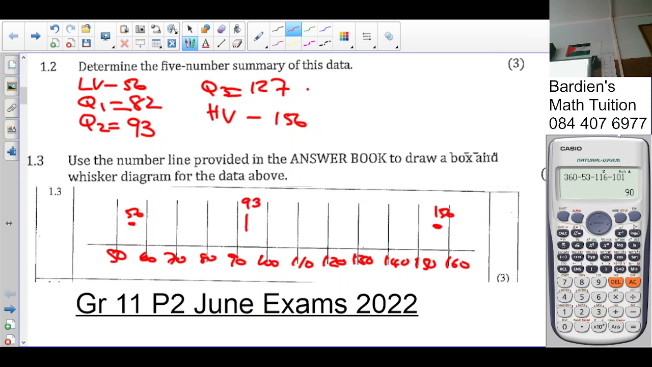You also noted that I write the numbers on top. Quartile 1 is 82. It's just about over there. And then 127, close to 130. And there's your box. And here's your whiskers.